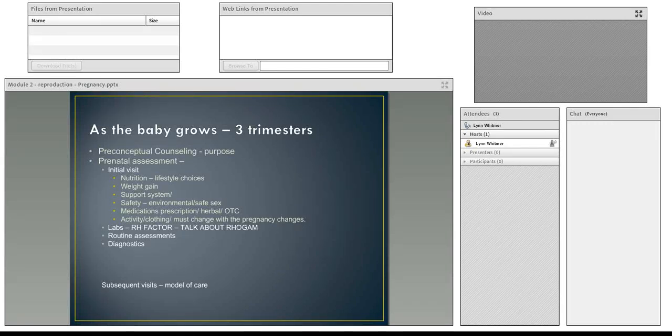We may need to give RhoGAM if she's Rh negative. If this patient is Rh negative, she will receive RhoGAM, which is a blood supplement or a chemical blood-like material that is given by IM injection at 28 weeks gestation for anyone who's Rh negative. If she has a threatened abortion or threatens to miscarry, or if she does terminate her pregnancy, she needs another RhoGAM injection. If she has an amniocentesis, she needs a RhoGAM injection.